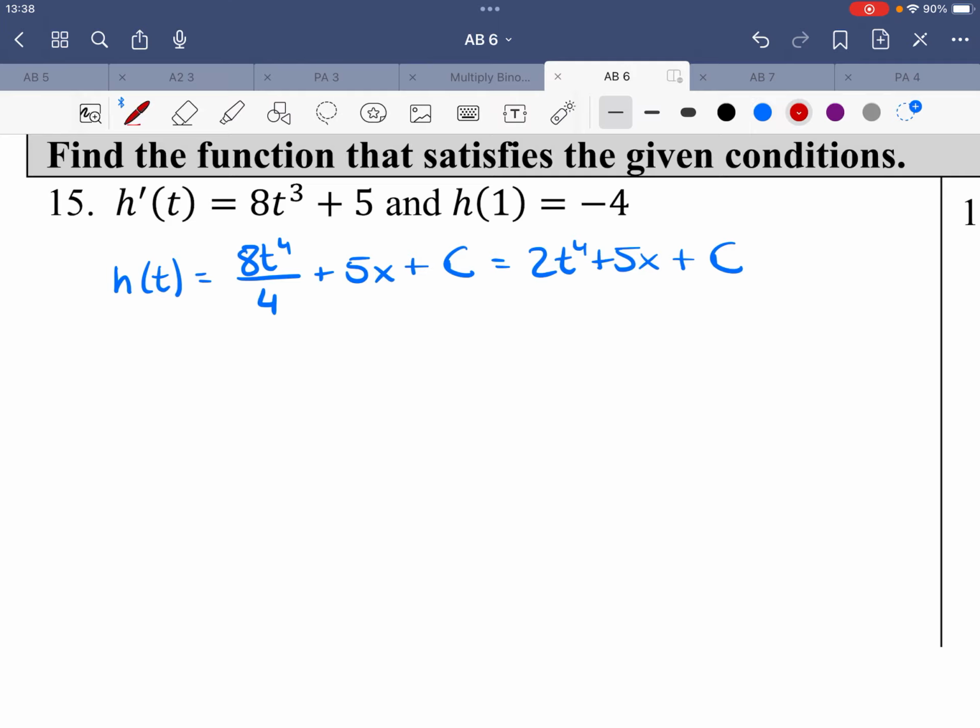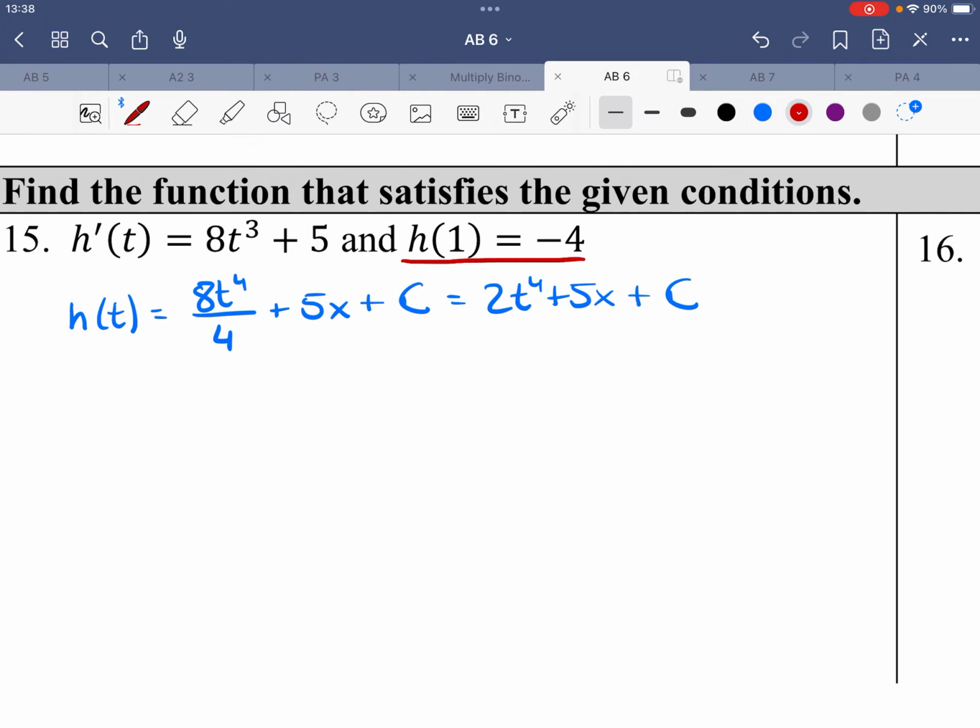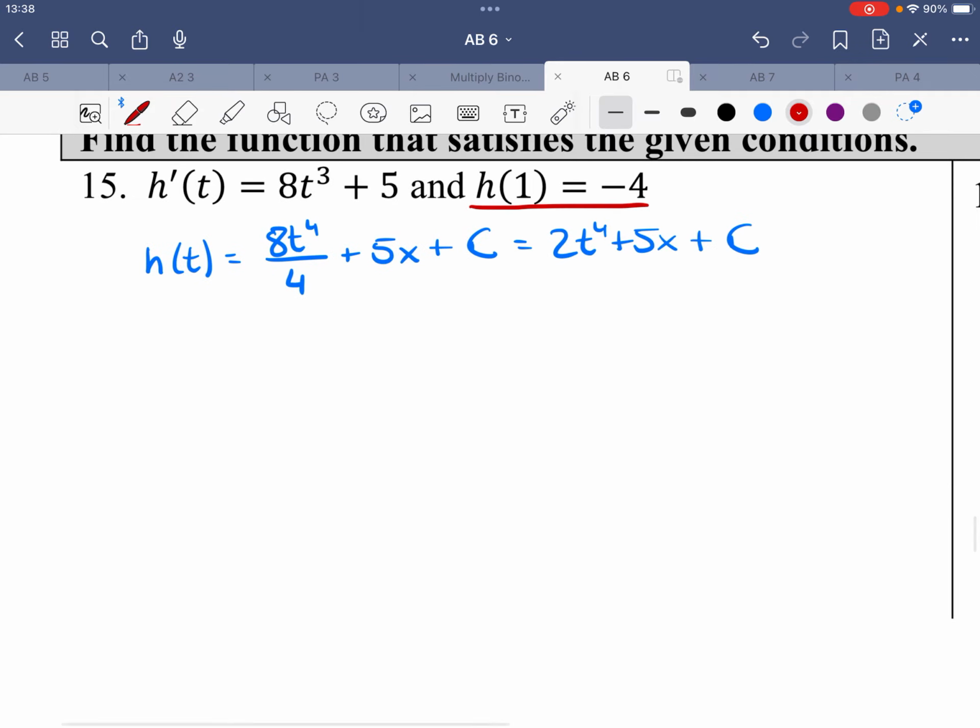Okay, so once we've done that, the next thing we're going to do is use this condition, the fact that when t is 1, h is -4, to find out the value of c. So when this is our h, so when that is -4, and t equals 1, so I'm just plugging 1 here, this equation should give us the value of c. So in this case, -4 equals 2 plus 5 is 7 plus c. So if I subtract 7 on both sides, I get c equals -11.